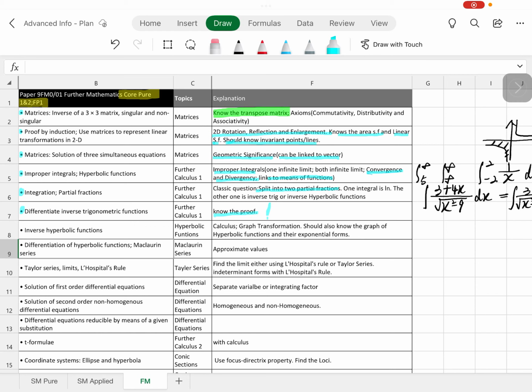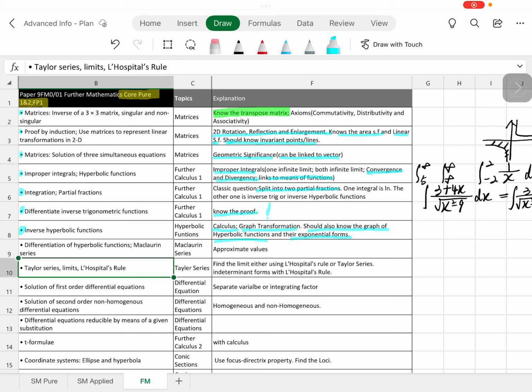The next bullet point would be still inverse hyperbolic. So this is knowing the proof of finding the derivative of inverse trig. Okay, previously, that's inverse trig. Now, let's move on to inverse hyperbolic functions. So like I said, it definitely involves calculus. And can you draw the graph of inverse hyperbolic functions? They can ask you to do graph transformation. All right, and you should also know the graph of the regular hyperbolic functions and their exponential forms.